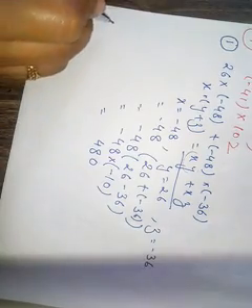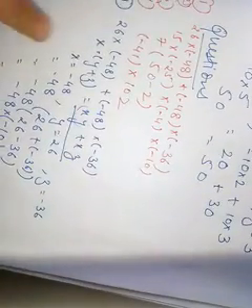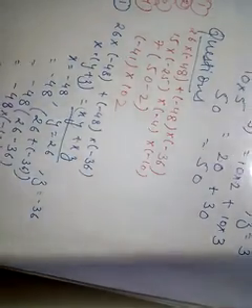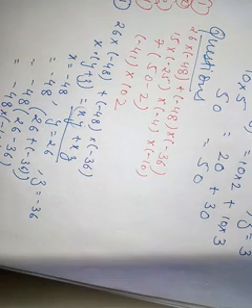Now the second question. The second question is 15 into minus 25 into minus 4 into minus 10. Now just observe the question carefully. Which property will be used in this question?